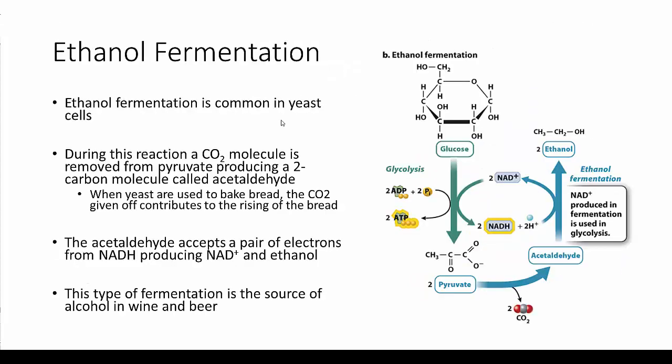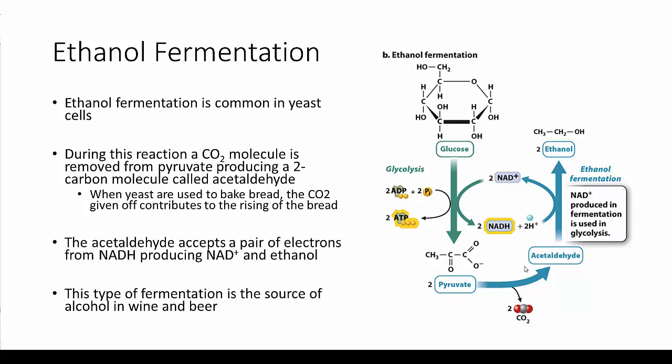Ethanol fermentation is one that we're familiar with in that it's used in baking bread. It's also used in the production of alcohol, such as beer and wine, primarily. Ethanol fermentation is common in yeast, which is why we use yeast for baking and for fermenting wine and alcohol. What happens in this case is pyruvic acid, our final compound of glycolysis, is converted by an enzyme into a molecule called acetaldehyde, a 2-carbon compound. And in the process, CO2 is given off. So we take some pyruvate, convert it to acetaldehyde, carbon dioxide is given off in the process.